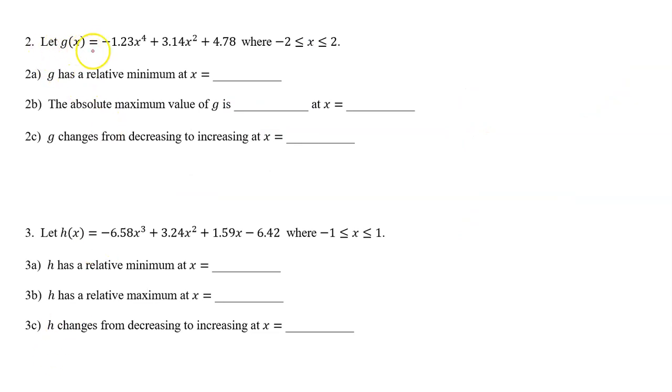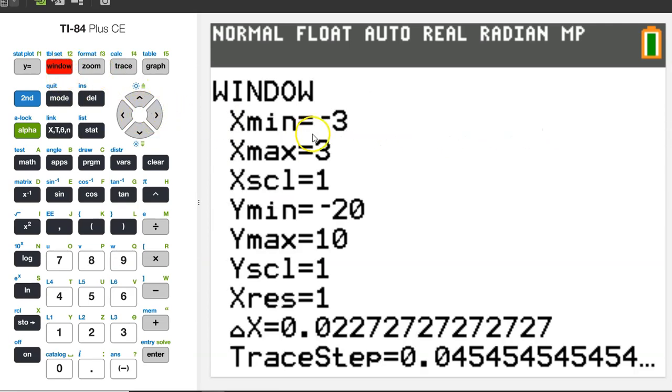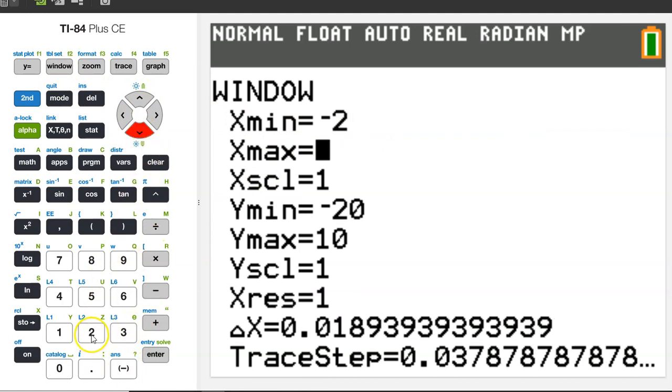Go ahead and type this function g in as y1 on your calculator, and go ahead and set the window. X min should be -2, x max should be +2. I've typed it in, and now I'm going to hit that window button and change my x min to -2 and my x max to +2. I'm going to leave the y min and y max the same as they were on the last problem until I see that I need to change them. So let's hit graph and see what we've got.